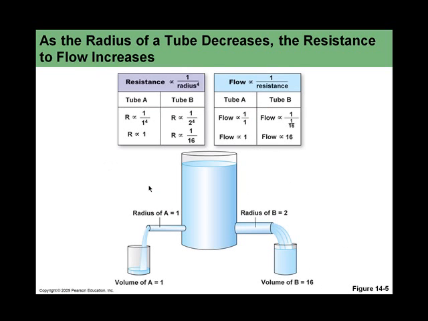And you got to do that because it's a big difference. So here, when you look, we're talking about volumes. One of the first things you see is volume and radius. So we're talking about flow in the sense of volume flow. As the radius of a tube decreases, the resistance to flow increases.